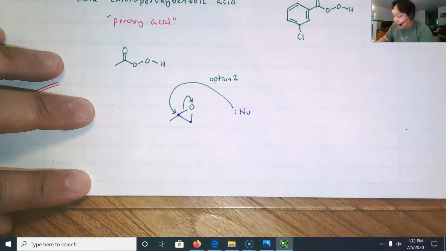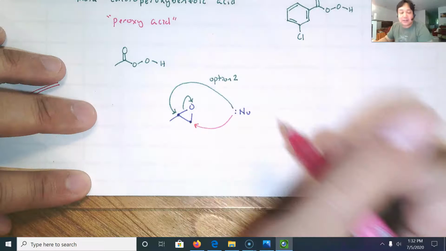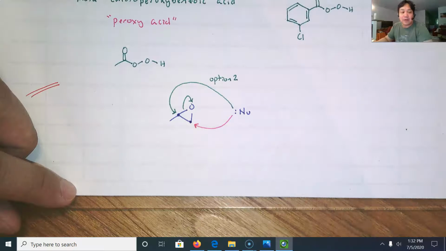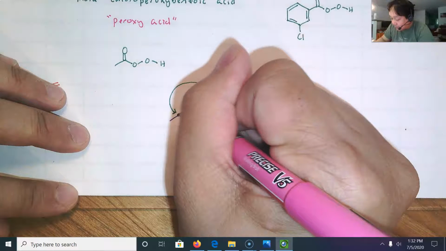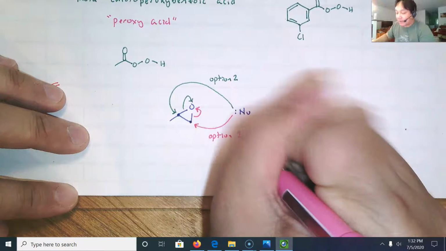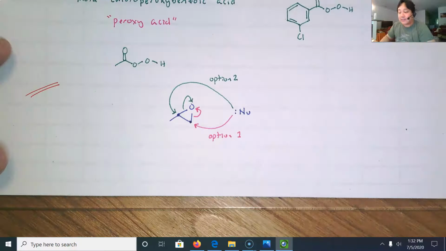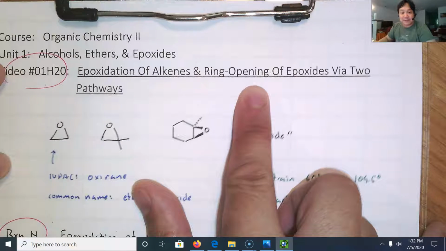What's option one? Option one is, I think, more intuitive. Why don't we just attack the less substituted carbon, the more free carbon, the one that's unencumbered, and then we break this bond right here. This would be option one. Okay, so those are the two reactions that I'm talking about when we open up an epoxide.